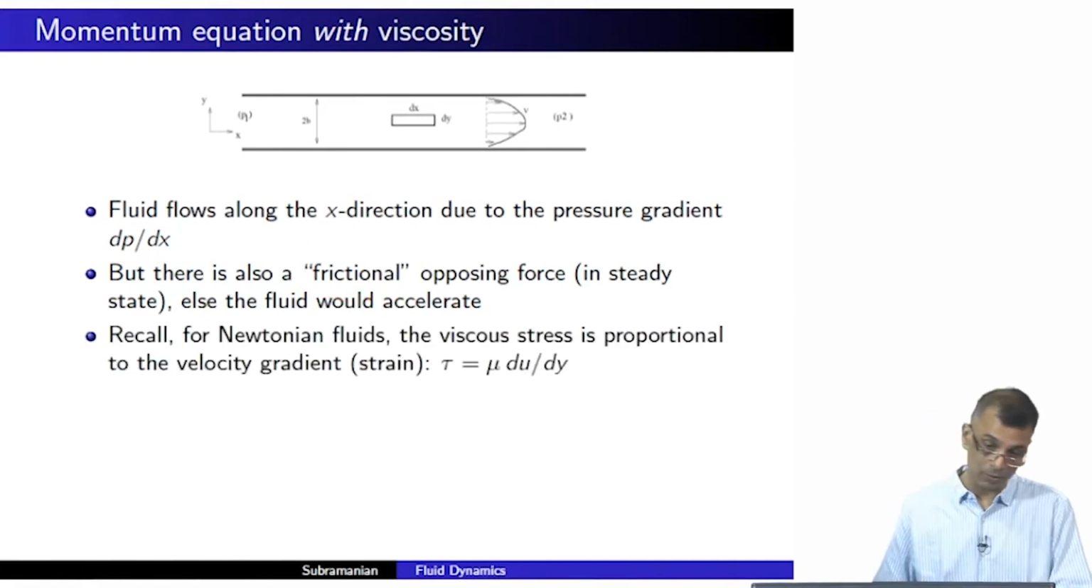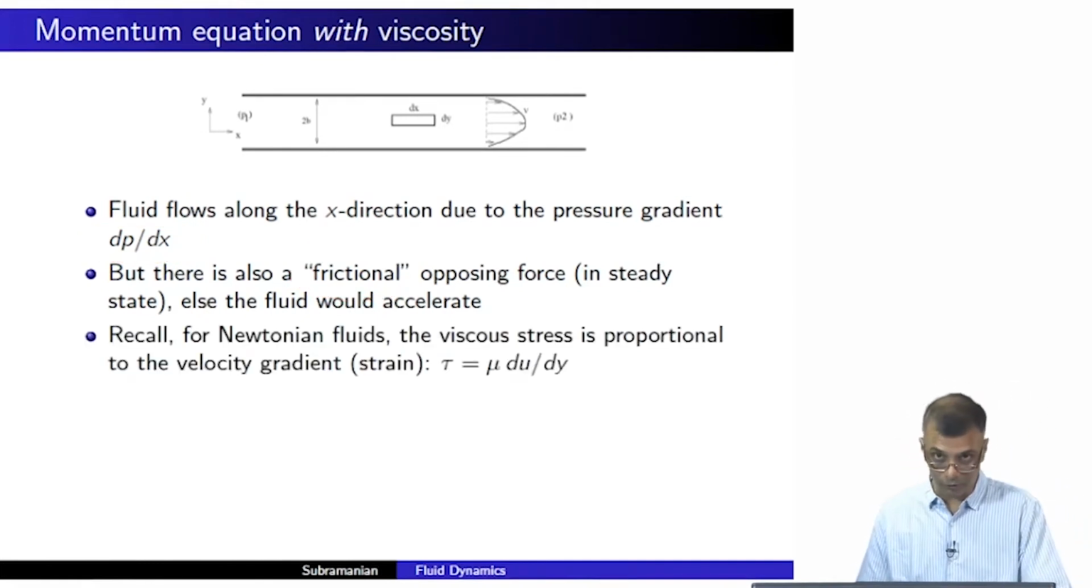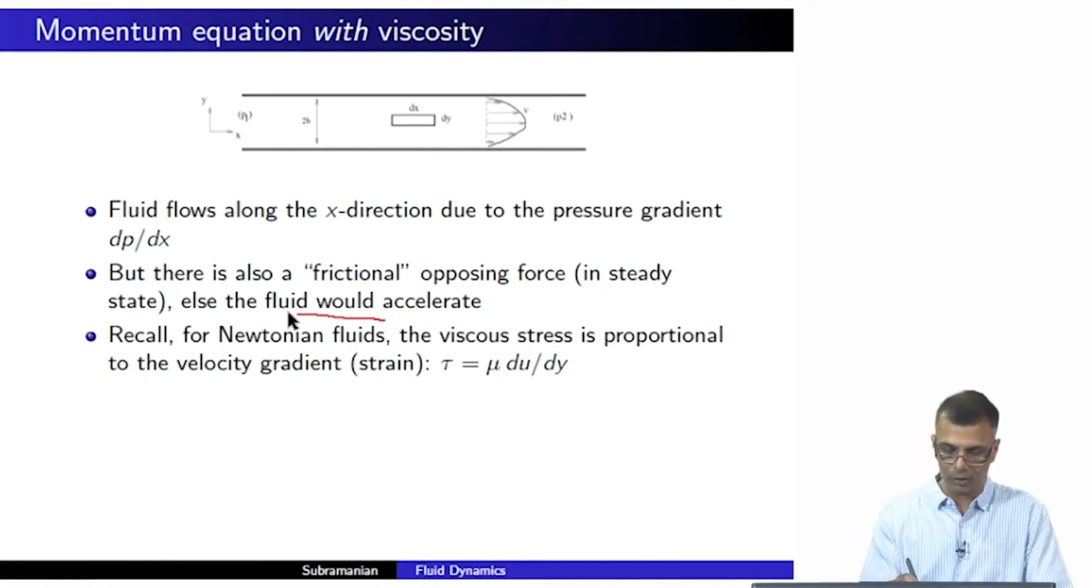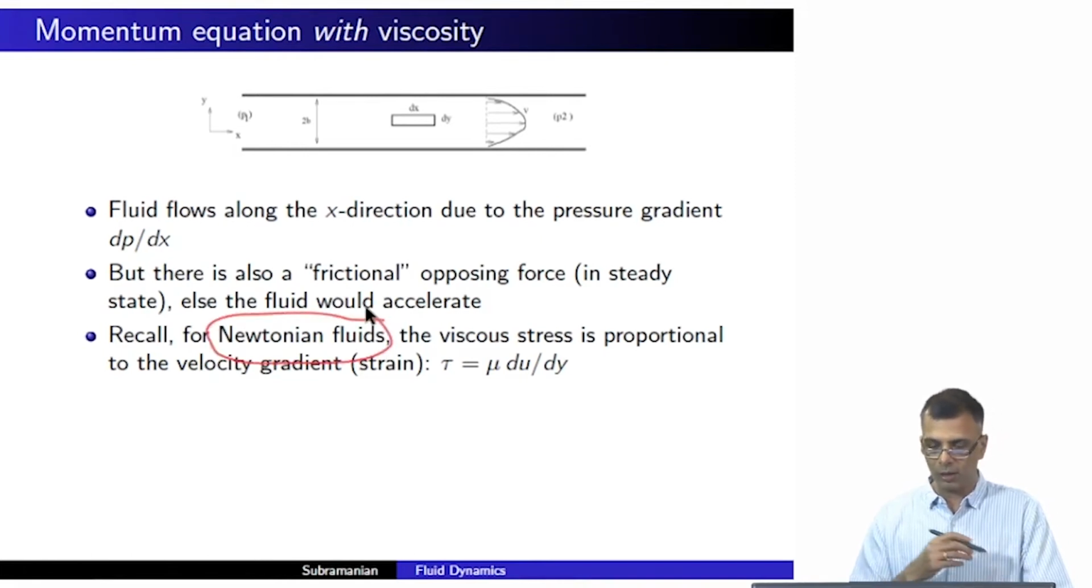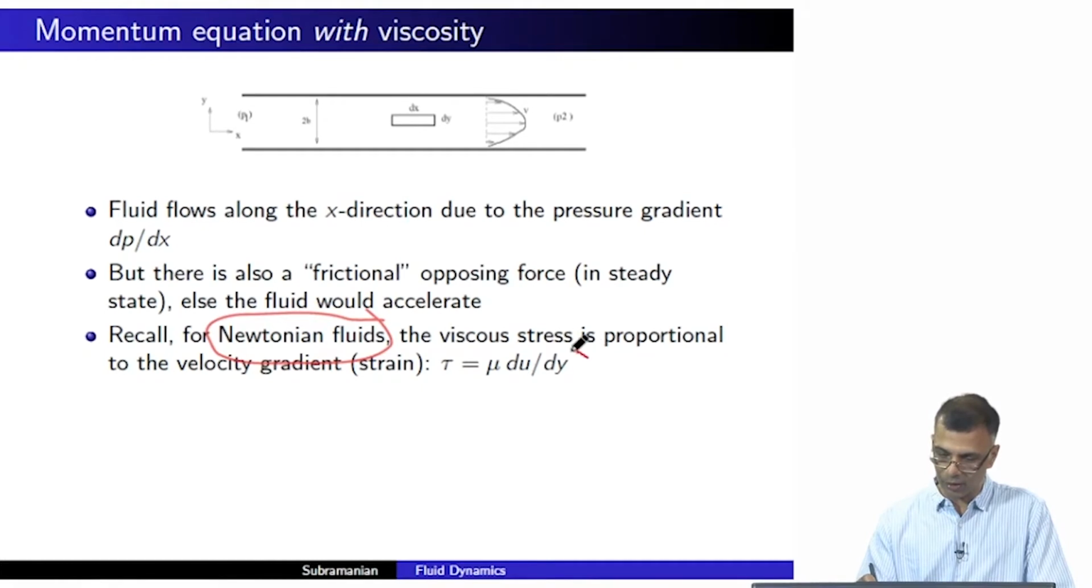So now, what is the frictional opposing force? This is the other big question. Recall that all our discussions are confined to what are called Newtonian fluids. And for Newton, the definition of a Newtonian fluid is one where the viscous stress is proportional to the velocity gradient, in other words, the strain. So this would be the velocity gradient.